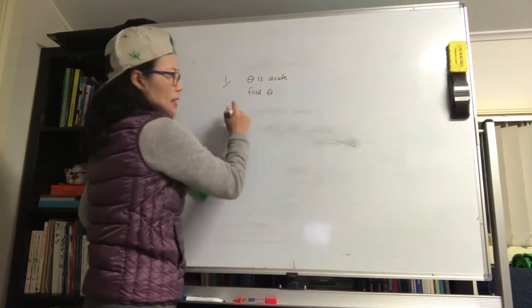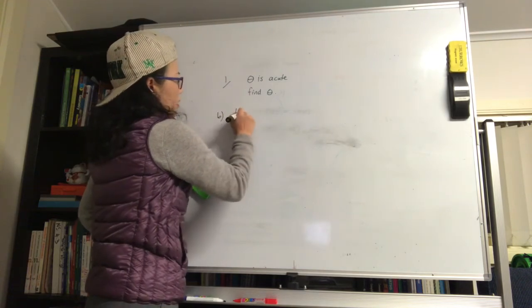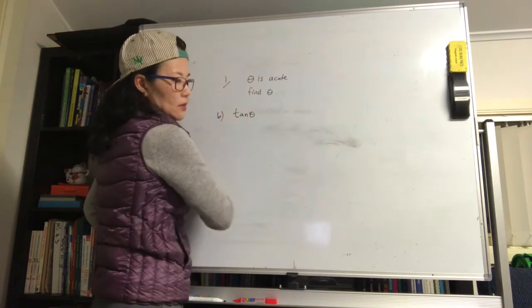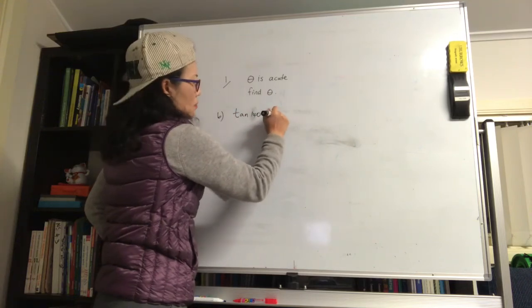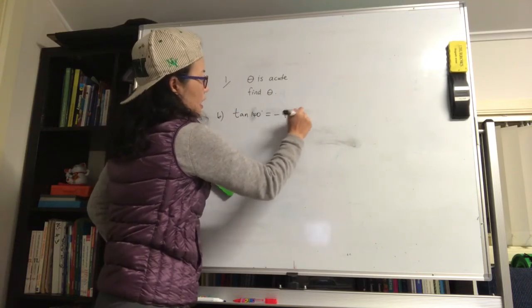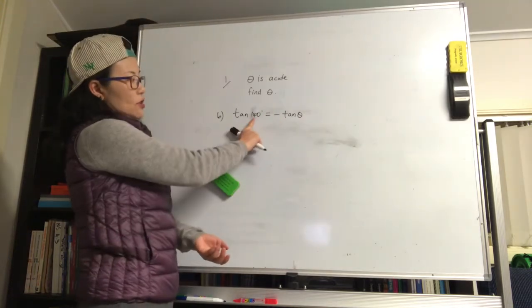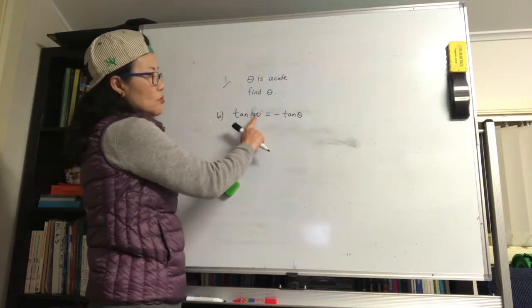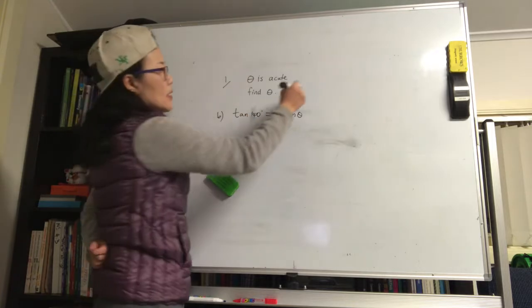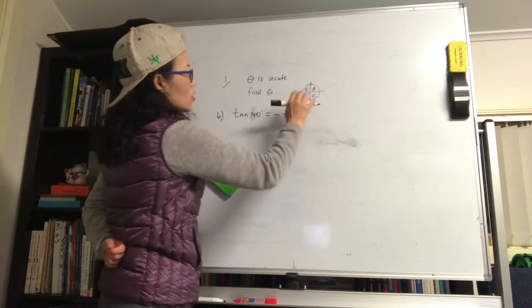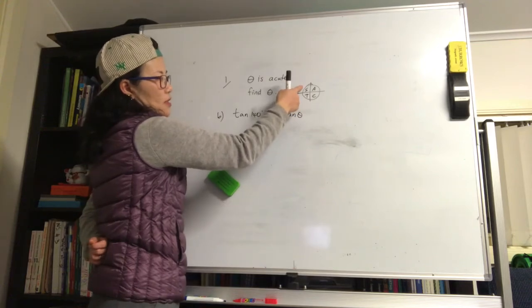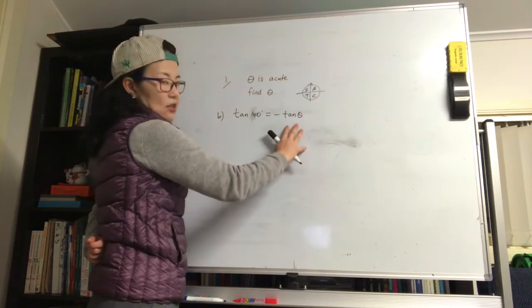Second part is tan 140 equals minus tan theta. Now that is true because the second quadrant is obtuse, and in the second quadrant, tan is negative, remember? All Station to Central. So the only thing that is positive in the second quadrant is sine. So tan has to be negative.